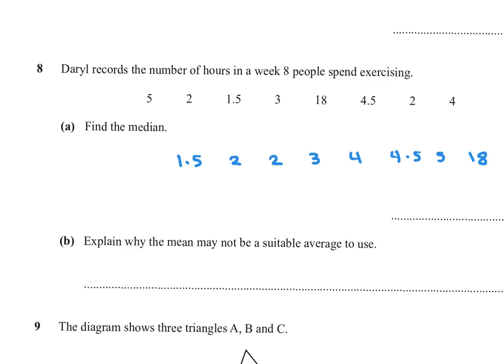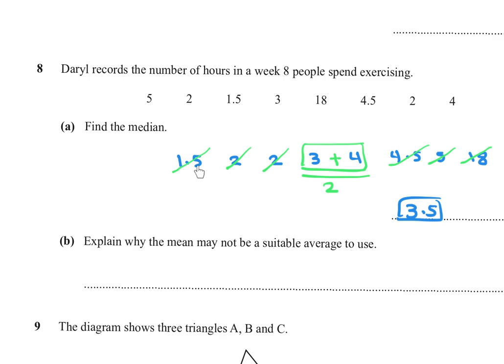Now to find the median, you can cancel the first with the last, this one with that one, and so on. Now we have 3 and 4 in the middle. We need to add them, then divide by 2. 3 plus 4 is 7, divided by 2. So the median is 3.5.